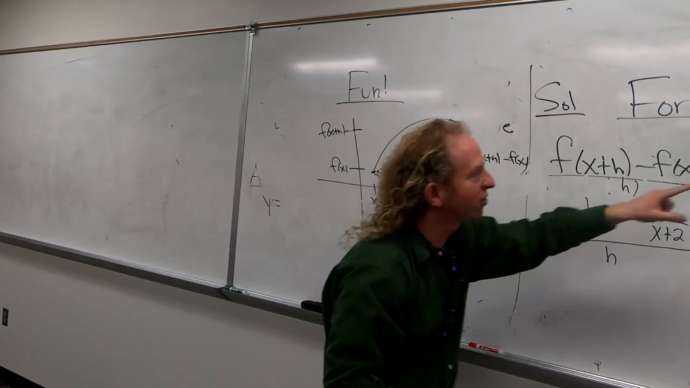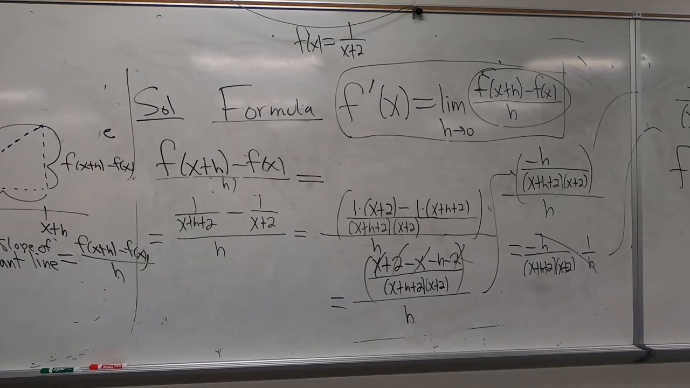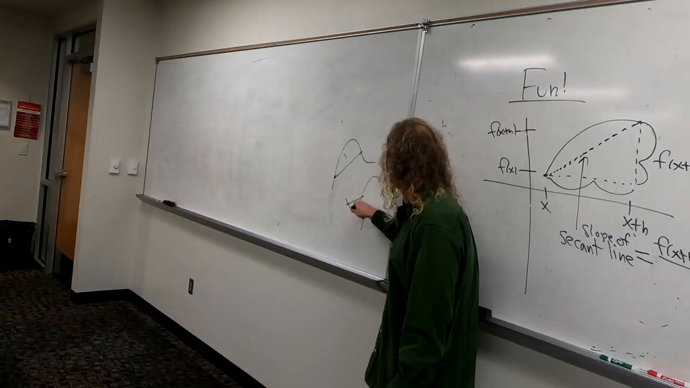What's a secant line? You take any two dots and connect them, it's a secant line.